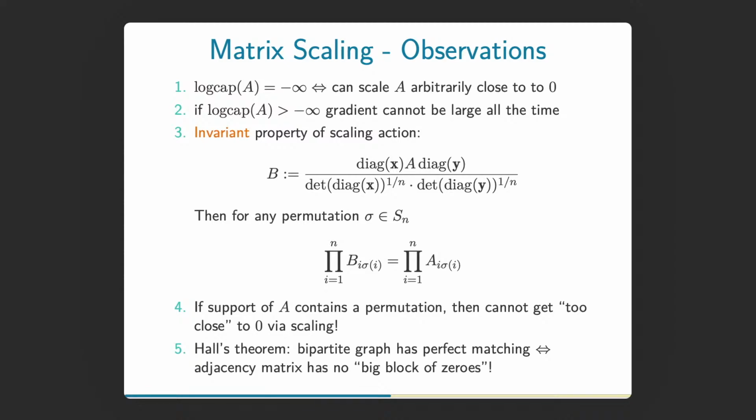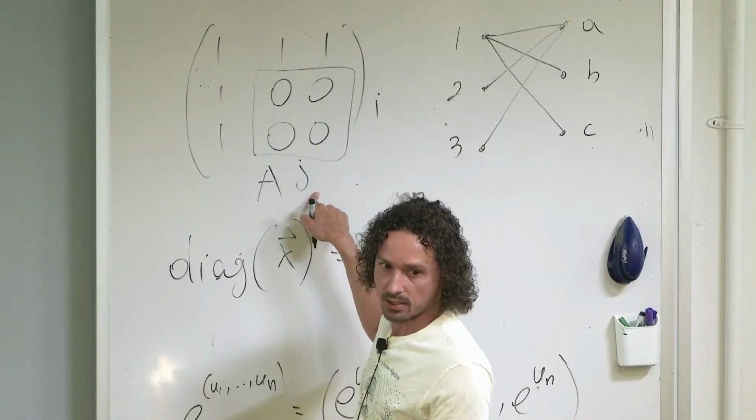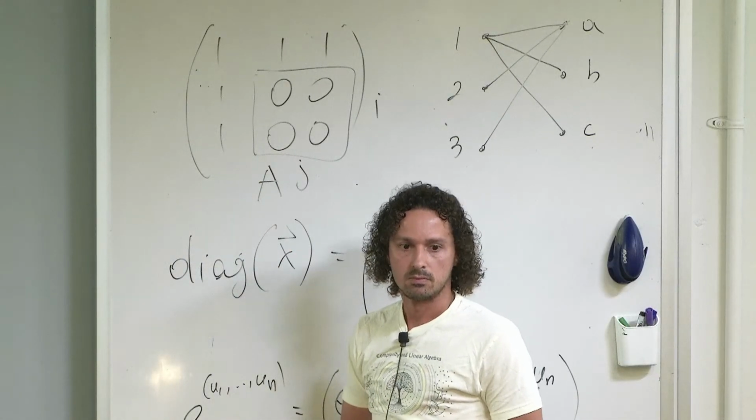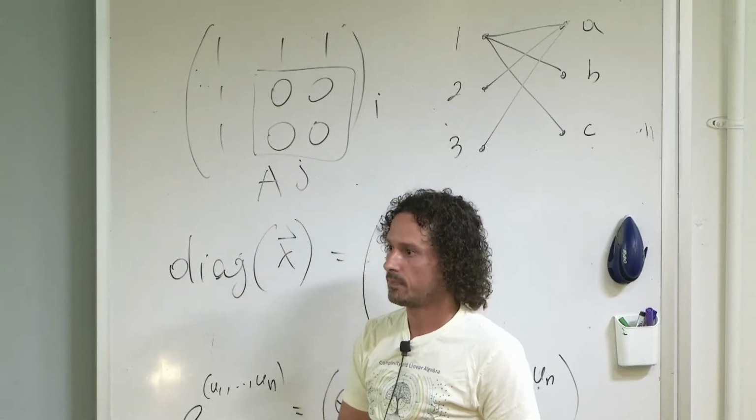So what's the actual statement of Hall's theorem? Bipartite is essentially this. What's a big block of zeros? A big block of zeros just means that if this is i and this is j, then i plus j is bigger than or equal to n plus 1, where n is the dimension of your matrix. OK?